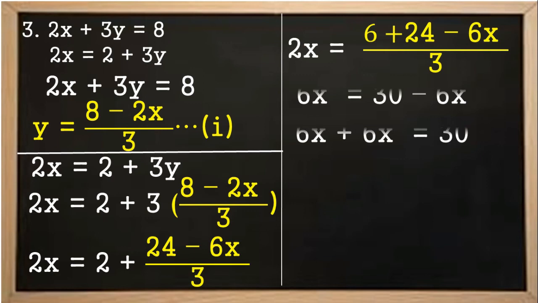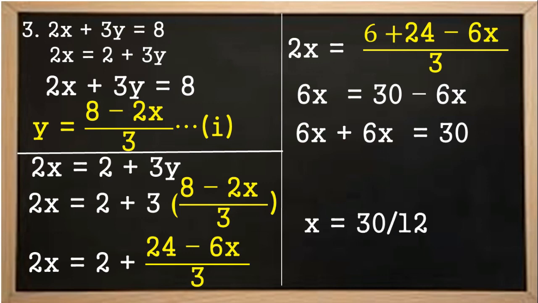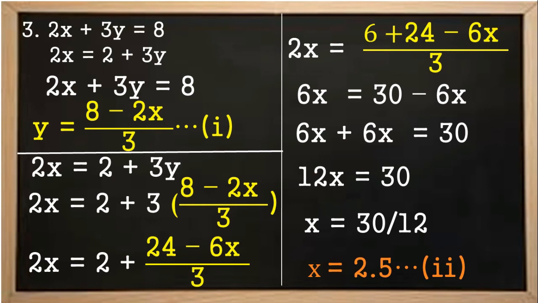Now take out the LCM, then 6x is equal to 30 minus 6x. We have cross multiplied 2x into 3. The denominator, when it is shifted from right hand side to the left hand side, is multiplied by 3. So 2x into 3 is 6x. 24 plus 6 is equal to 30. So 6x plus 6x is equal to 30. Then 12x is equal to 30. x is equal to 30 by 12. Hence the value of x will be equal to 2.5.